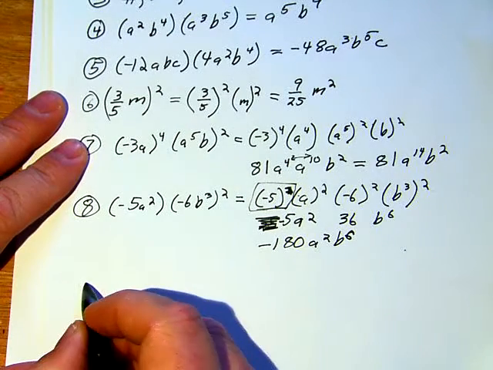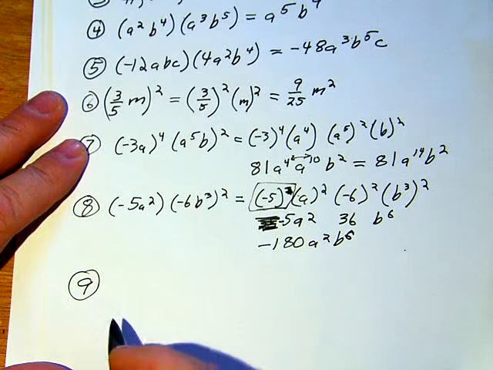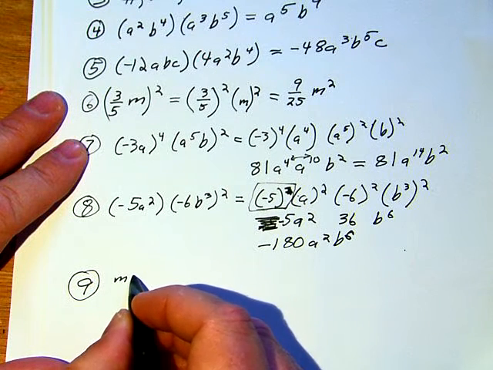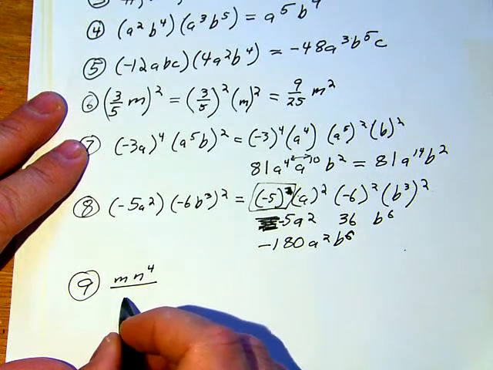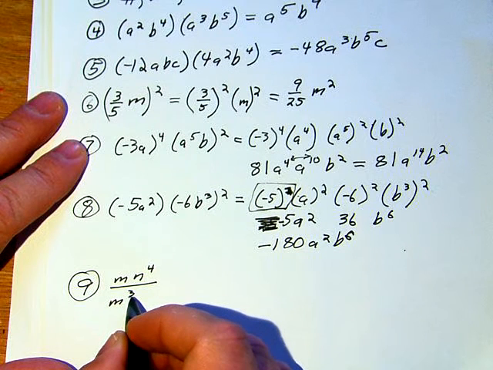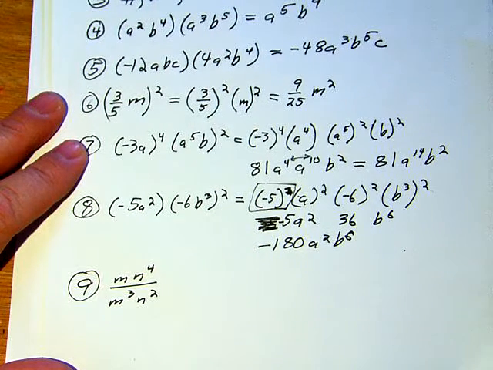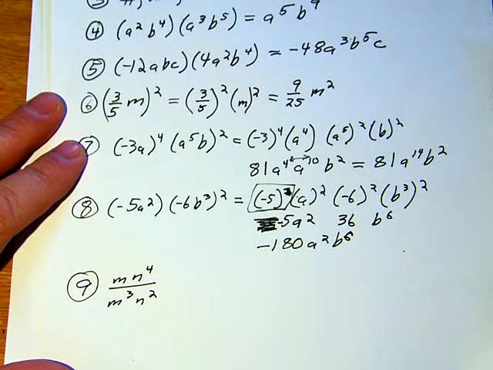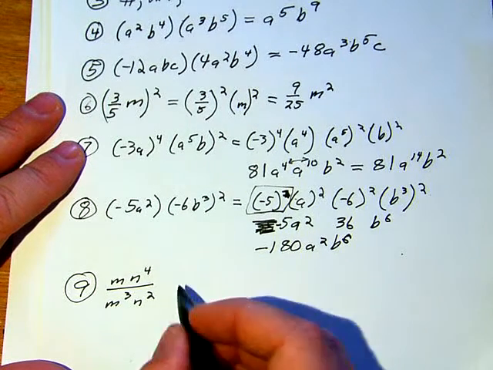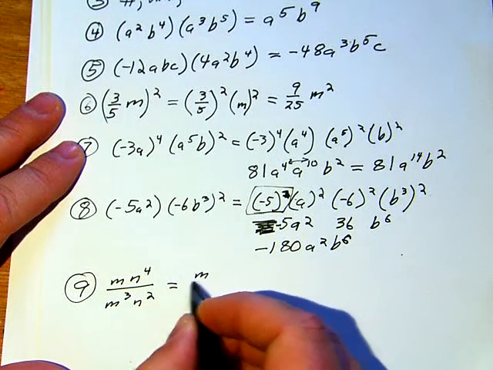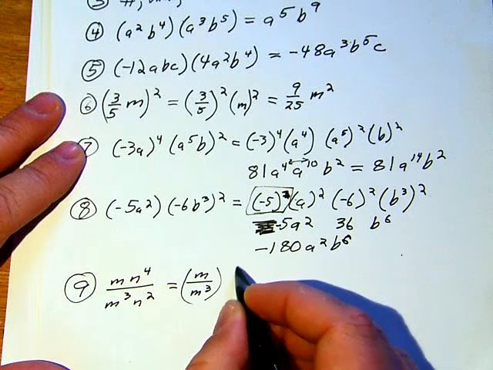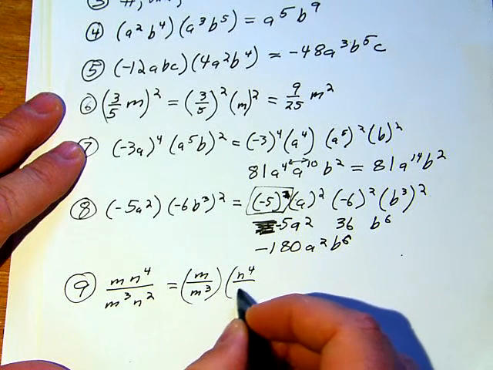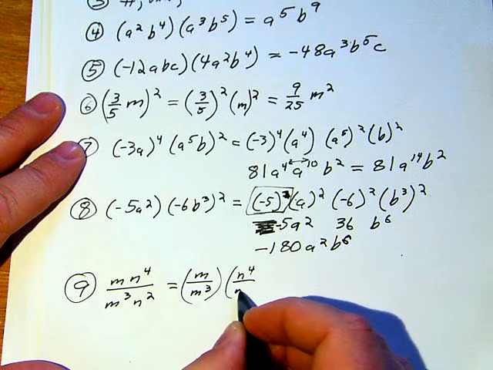Now let's try number 9. We've got m n to the 4th all over m to the 3rd n squared. Okay, so when I do this, I'm going to look at it with the m's by themselves and multiply it times the n's by themselves.